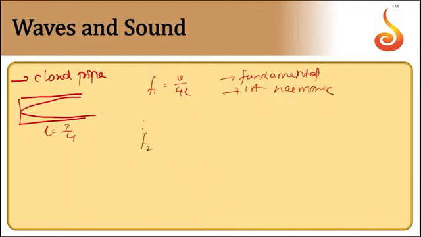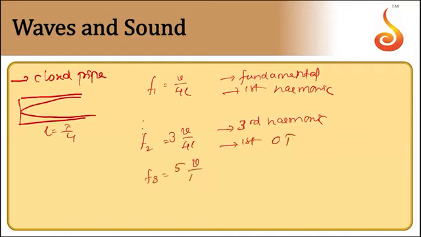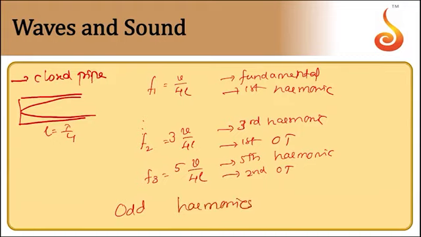Likewise, you can go on writing the frequencies. This becomes 3 times V by 4L. This is third harmonic, first overtone. Next is going to be fifth, 5 times V by 4L, fifth harmonic, second overtone, etc. So you can notice that only odd harmonics can be generated in the case of a closed pipe.